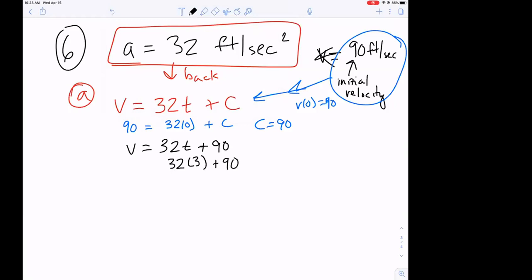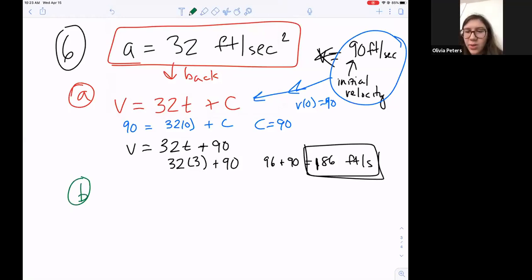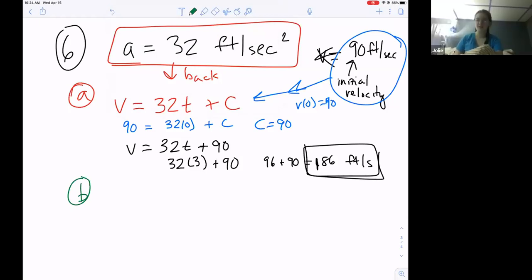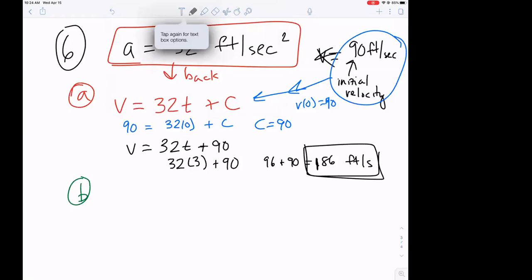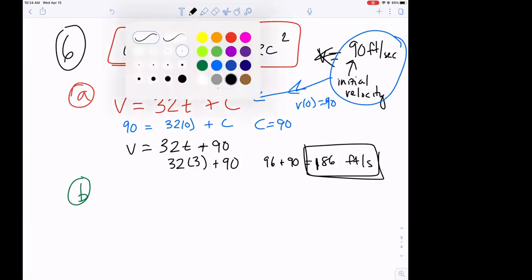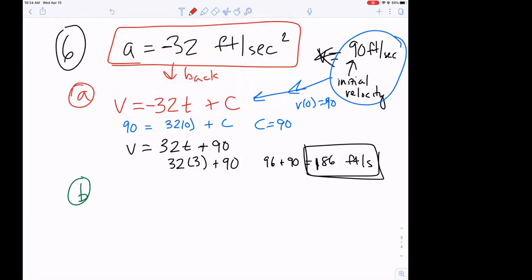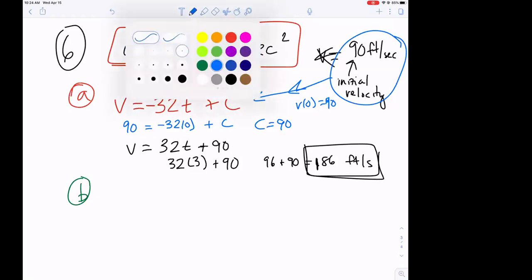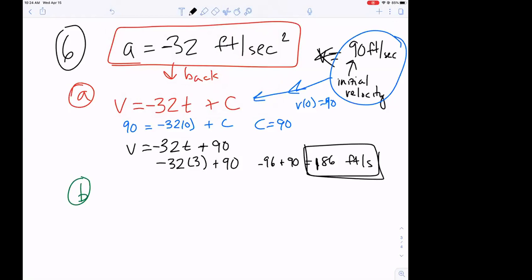So isn't that 96 plus 90? So 186. Could you make 32 negative? Since it's gravity, it would be negative, yeah. Thank you, Olivia. Good call. Yes, so this is negative. 90 doesn't change, but this changes. So this is negative, negative.